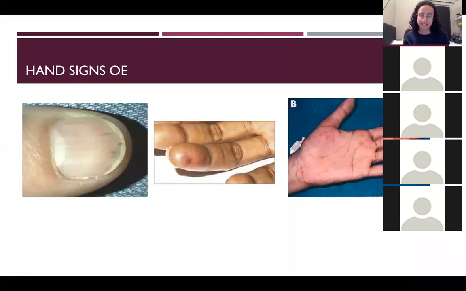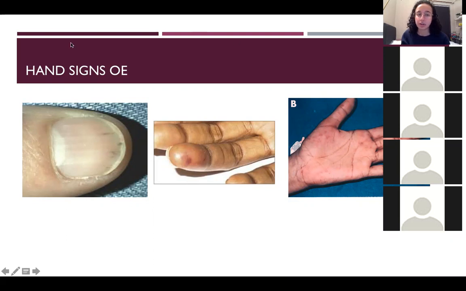Yeah, endocarditis, infective endocarditis. The idea being that these are like little microemboli that get spat off. It's not very good. It's just little blood clots here, and Janeway lesions on your palm.